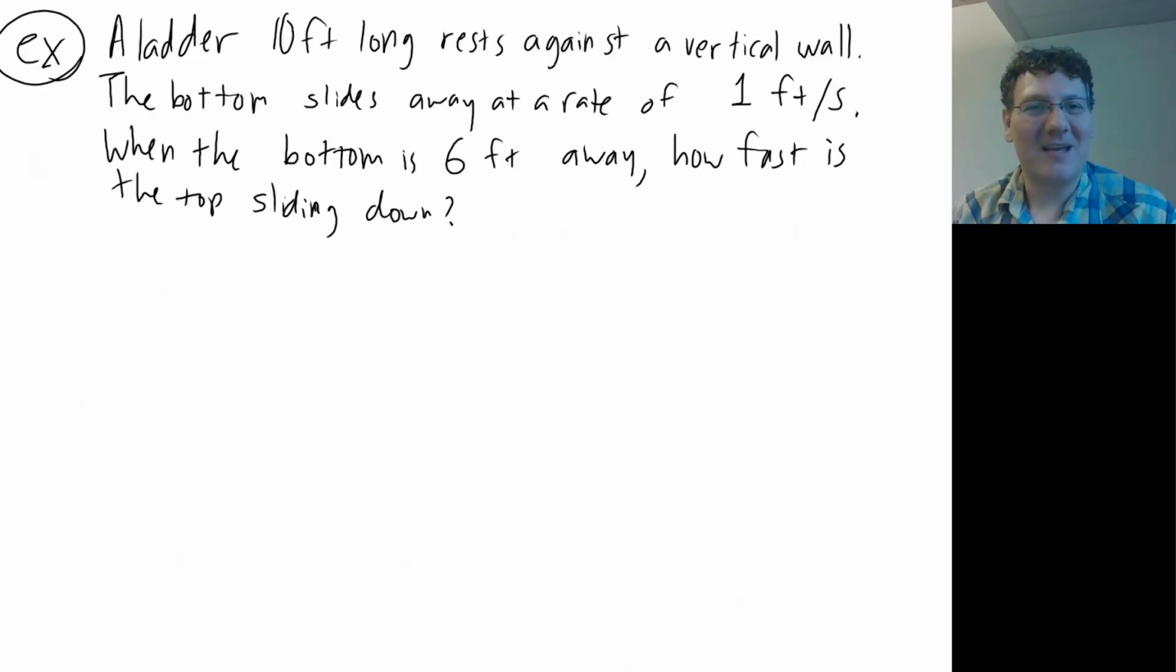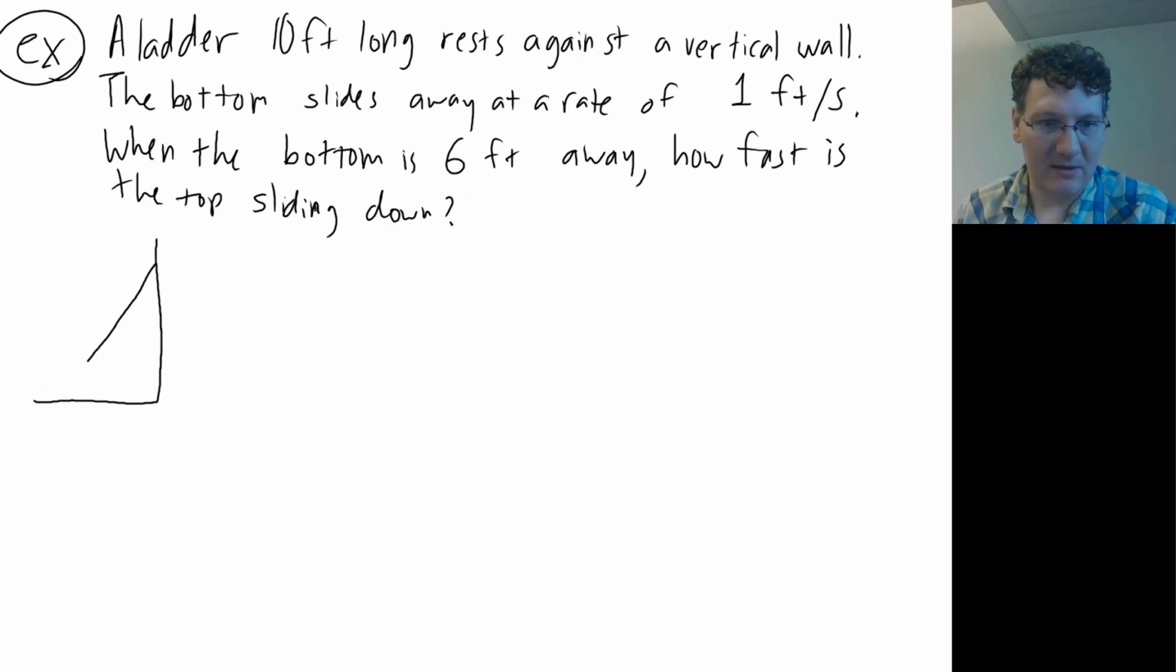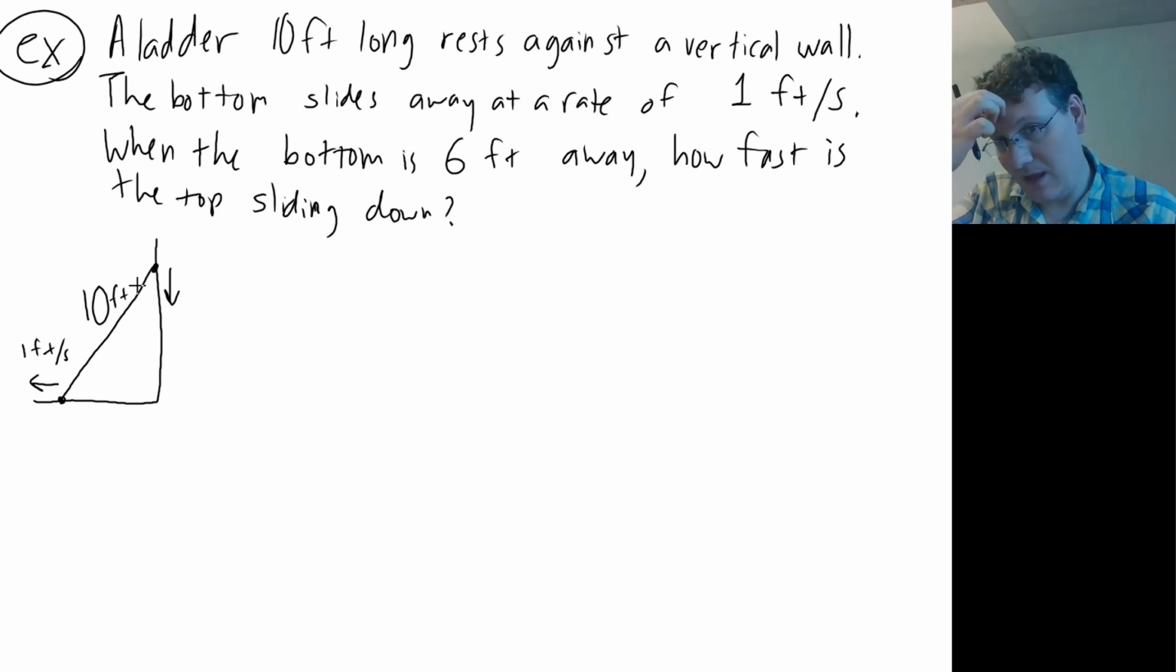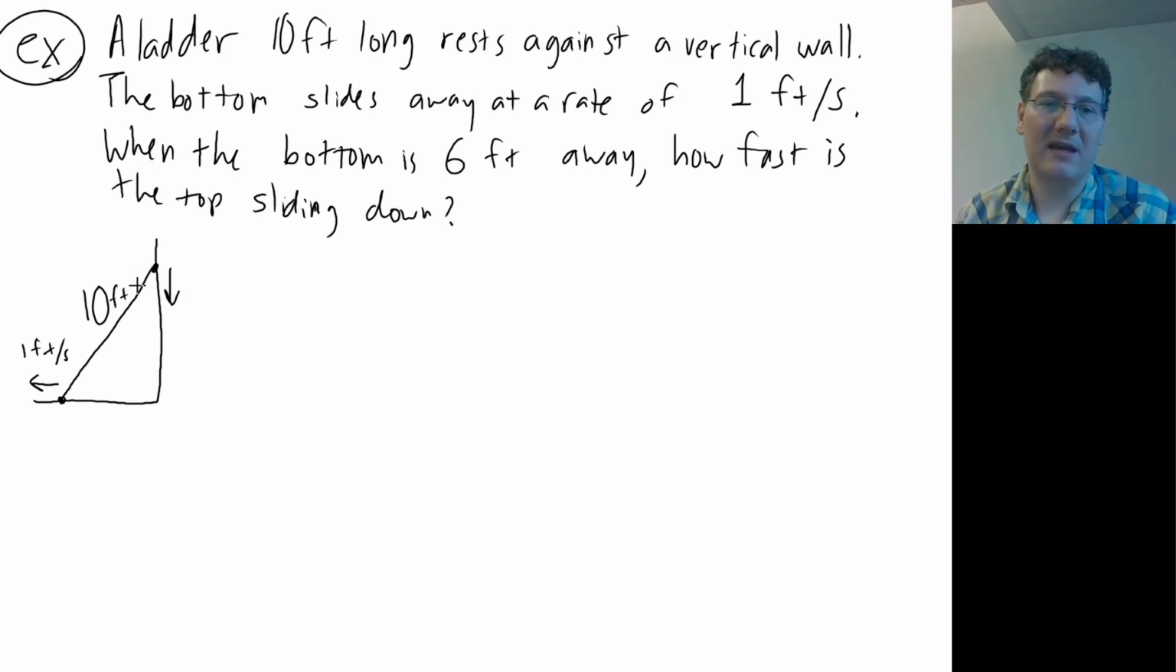Okay, let's take this example. We have a ladder that's 10 feet long. It's resting against a vertical wall. So I'm going to just start with a little diagram. The ladder is 10 feet long, okay, and then it's resting against that vertical wall. The bottom is sliding away at a rate of 1 foot per second, okay? And that means, of course, that the top part is going to be sliding down. We want to know when the bottom is 6 feet away, how fast is the top sliding down?